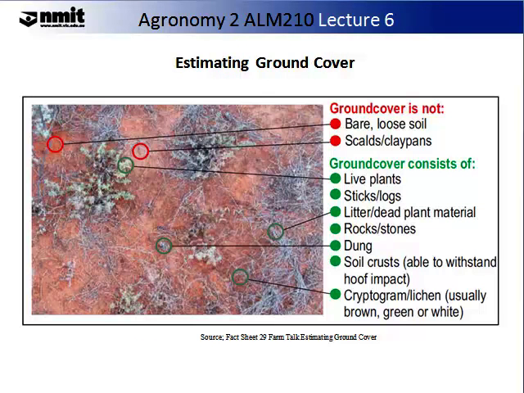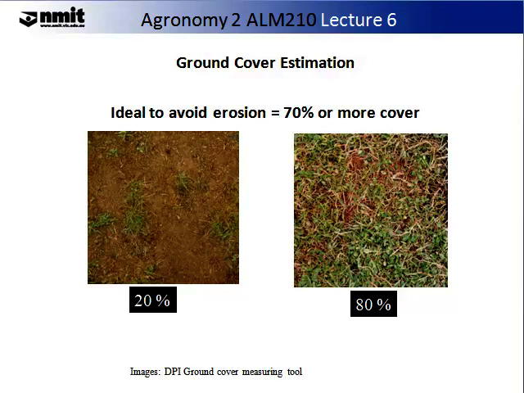Ground cover is not bare or loose soil or scalds or clay pans. It is, however, live plants, sticks and logs, litter, dead plant material, rocks and stones, dung, soil crusts, and cryptogams and lichens. It is important for you as agronomists to be able to estimate ground cover. Ideally, you can use the ground cover to reduce soil erosion.